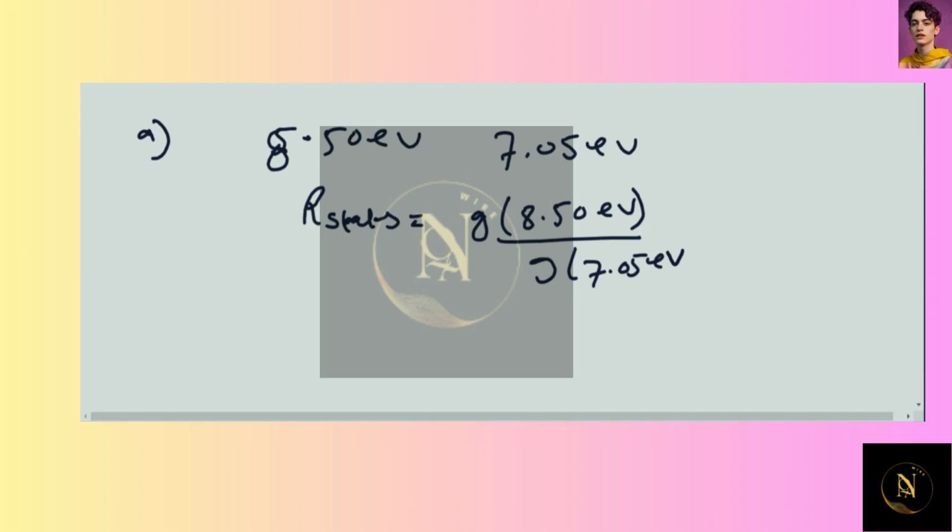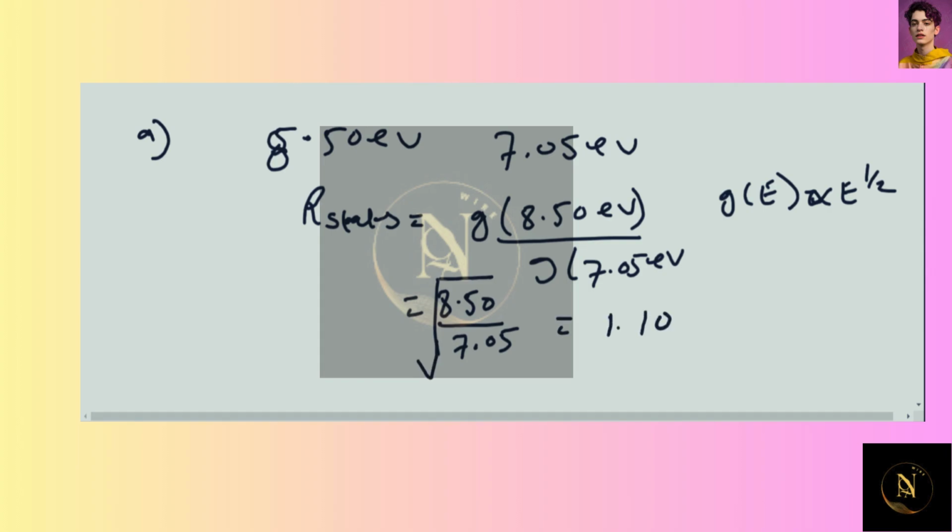The density of states for an electron confined to a three-dimensional box is proportional to the square root of the energy. So G of E is proportional to E to the 1/2. So we take 8.50 divided by 7.05. We take the square root of this, and the value we get here is 1.10. So the ratio is 1.10.